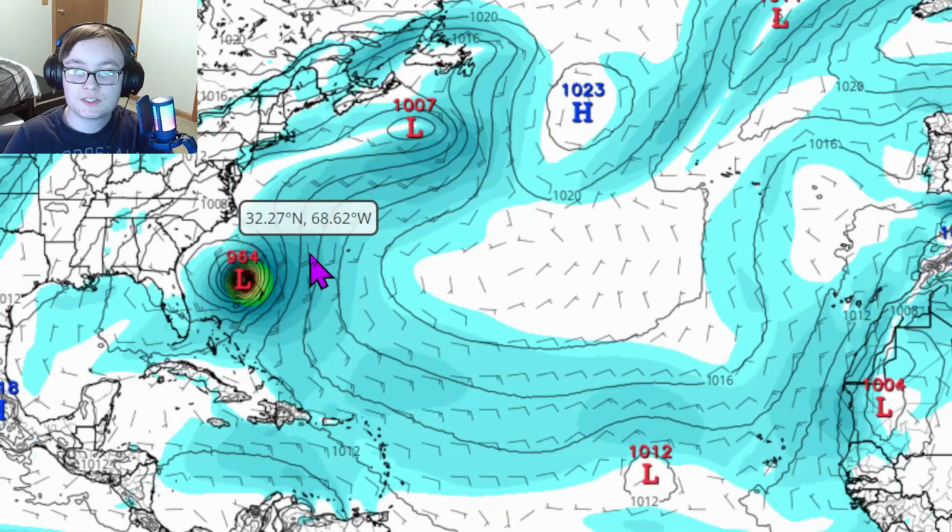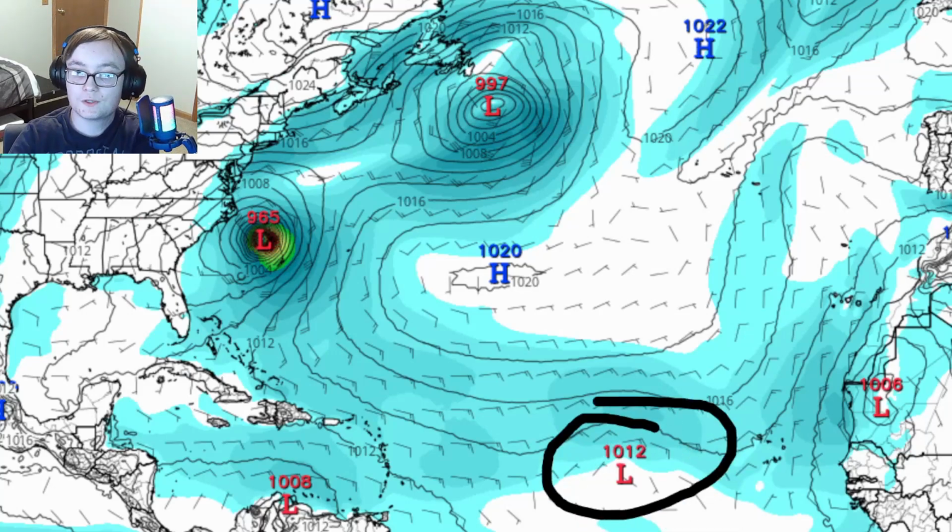I do believe it's a real possibility, but it's too far out to lock that in or say anything specific about that. But we will keep an eye on that closely. And you could see at the very end of the model run, the second tropical wave also starts to appear up there as a low pressure of 1012.